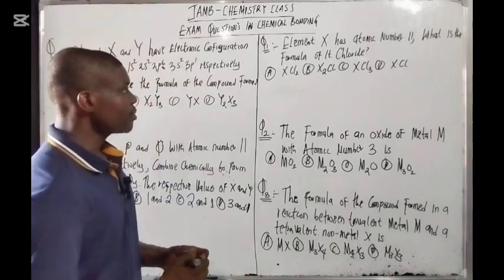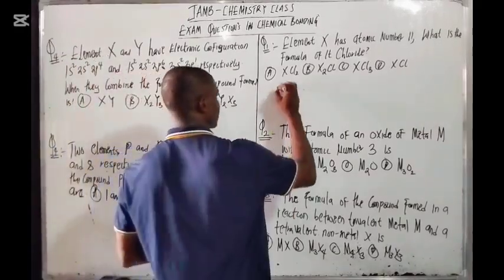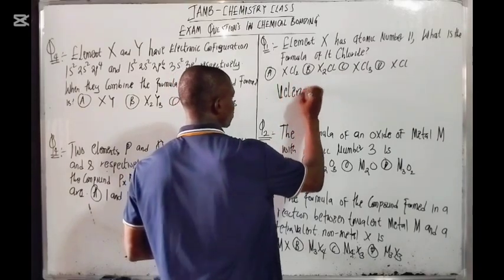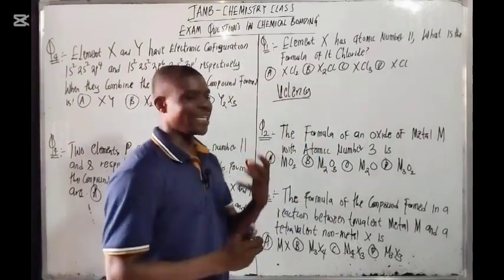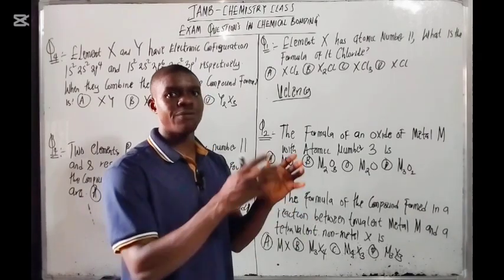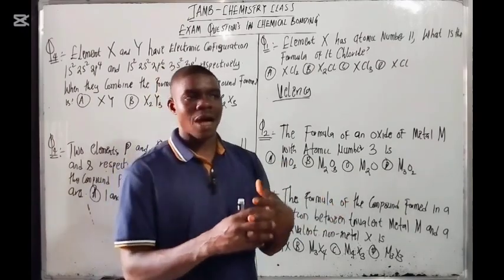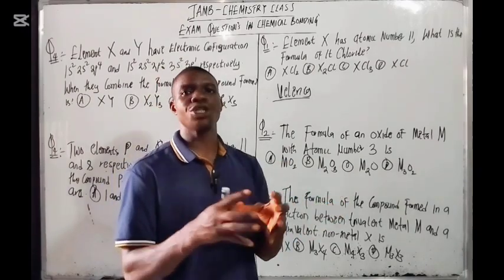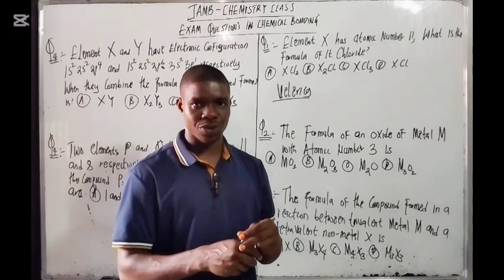Now, the base of this class is going to be valency. Valency is the combining power of an element to form a chemical bond with other elements. So atoms can either lose, gain, or share their valence electrons in order to obtain the octet.